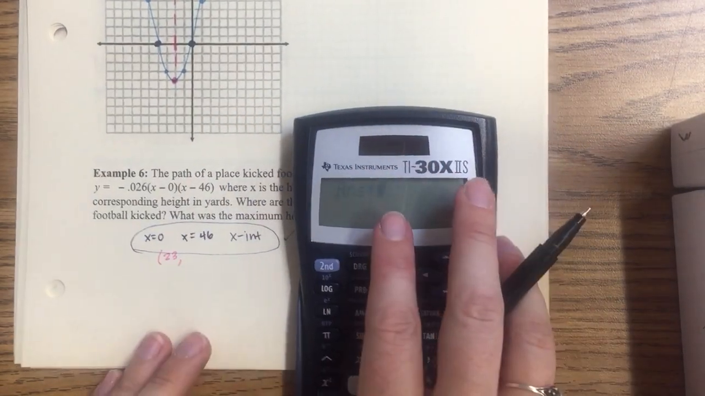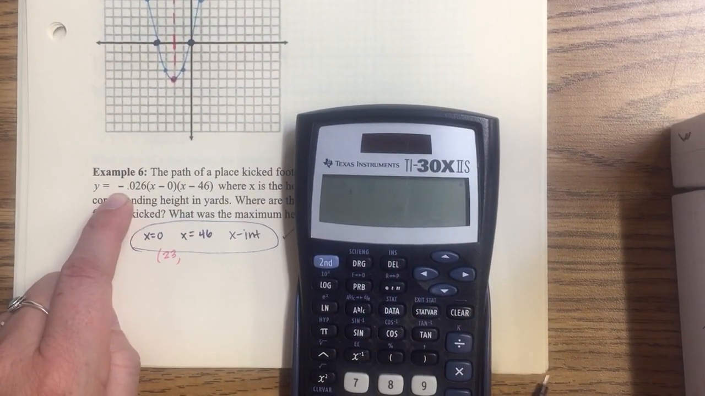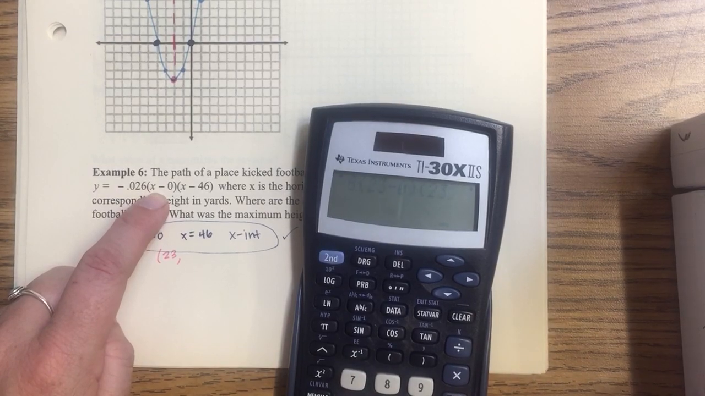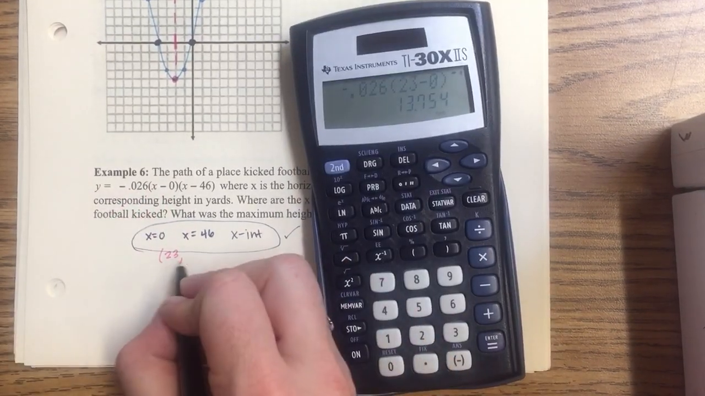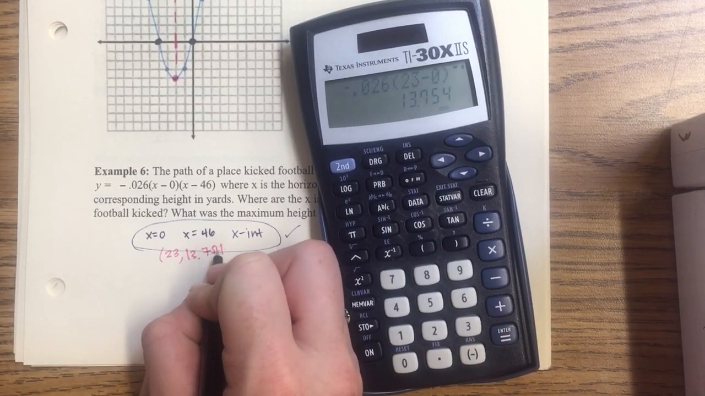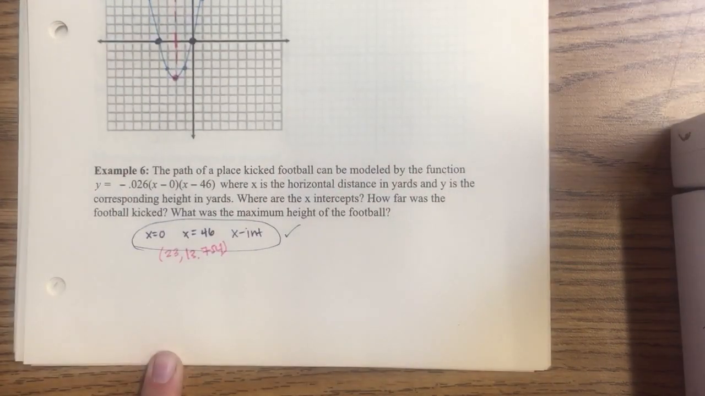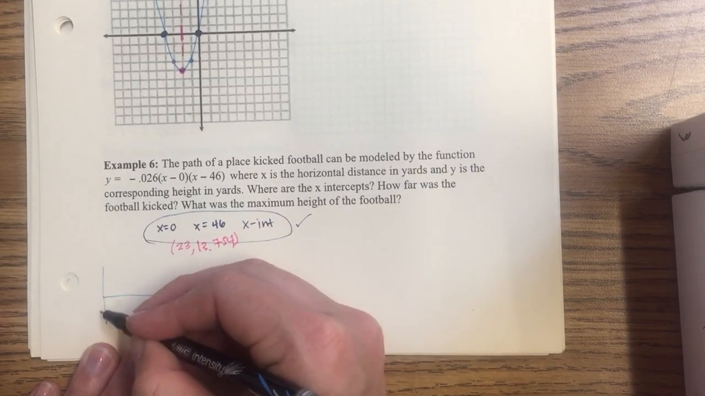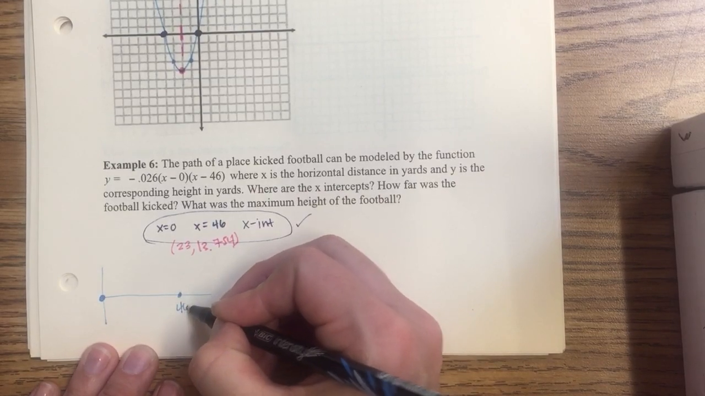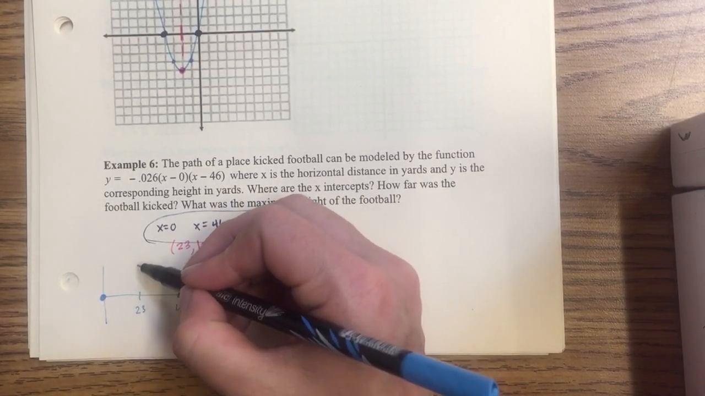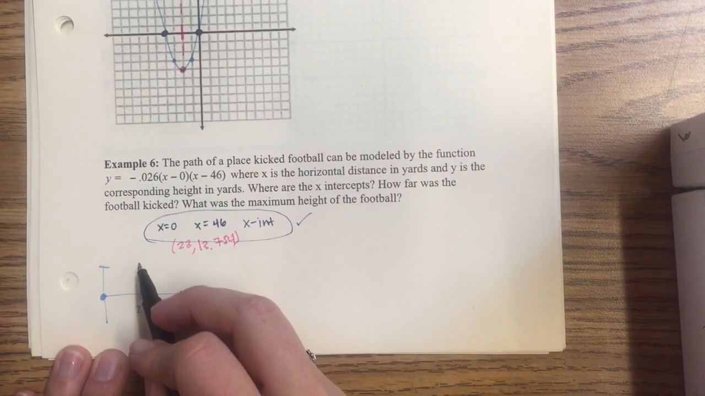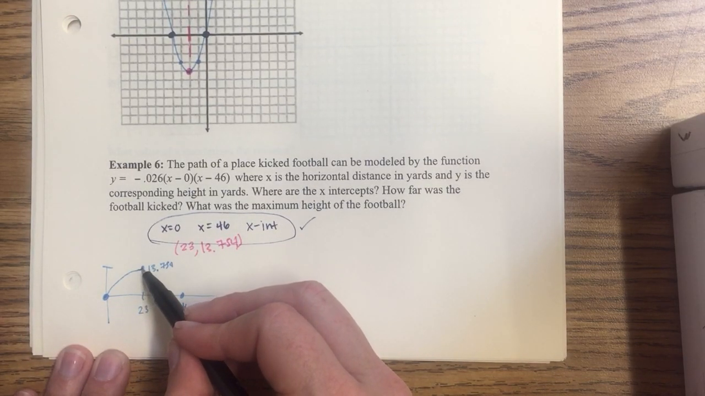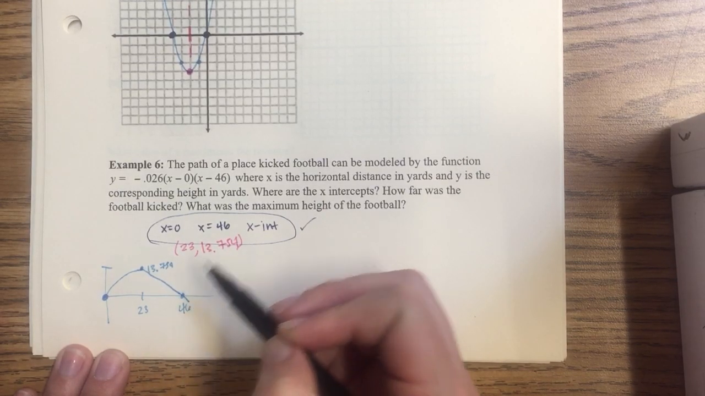If I plug it in, I'd get negative 0.026, parenthesis 23 minus 0, 23 minus 46, which is 13.754. If I were to graph this, I'm just going to make it rough. Here's 0, here's 46, 23 is in the middle, and my graph is at 23, up 13.754. So it's kicked, hits the top, and then it goes back down.